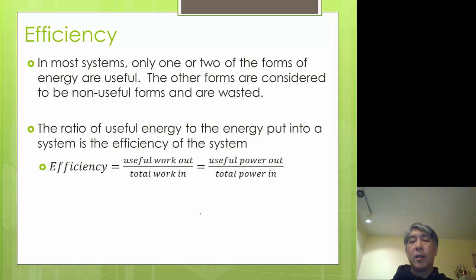The last thing we talk about in this unit is efficiency. In most systems, only one or two of the forms of energy are useful. The other forms are considered to be non-useful forms and are basically wasted. If I think of a light bulb, it gives me light, and I'm thankful for the light because now I can read in the dark and watch TV. However, they also generate heat, and especially the old incandescent light bulbs. They get hot, and a lot of times that heat is actually counterproductive.